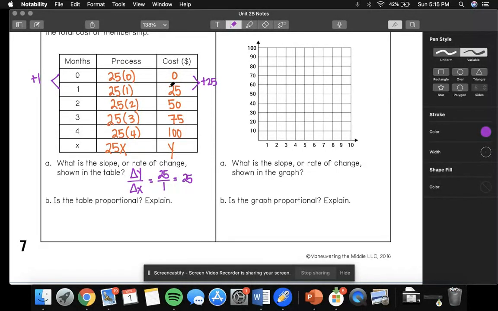is a really weird thing. Okay, so first we're going to check our y to our x, so 25 to 1. Then we're going to compare 50 to 2, 75 to 3, and 100 to 4. Those are all of our y values over our x values. And if we notice, all of these ratios are equivalent to 25. So this table is proportional because all of our ratios are equivalent to 25.